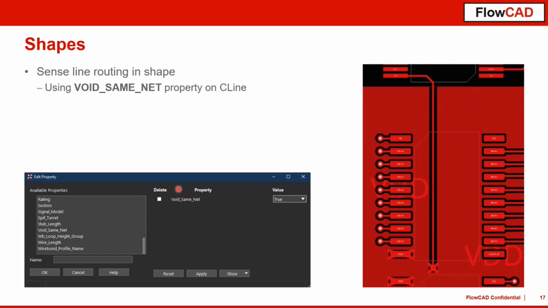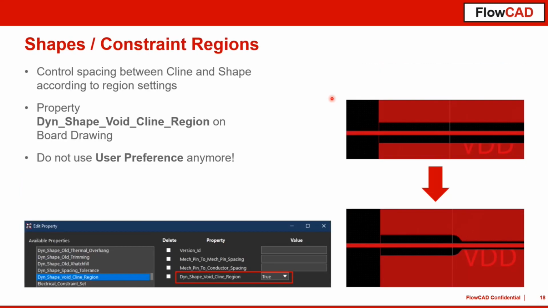Good. If you want to route sense lines with the same net inside of a shape, then there's again a property. So we will talk a lot about properties today. And this property in this case is void same net. So in this case, you can see here, you can route a sense line which has the same net, VDD in this case, connected at a dedicated sensing point, but the rest is cut out. And this property is controlling this. So then the sense line is not connected or just connected on this dedicated spot, and the rest is cut out from the shape. This is also sometimes really required to have sense line routing.